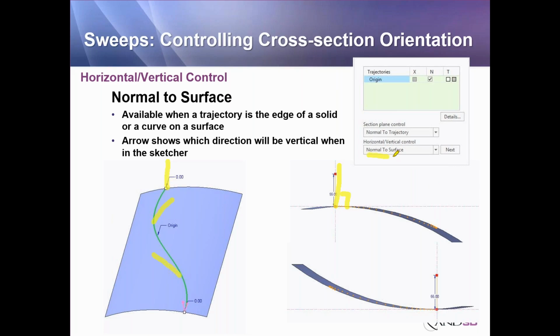If normal to surface was not turned on, it would use whatever this orientation is all the way down. So this section would not turn with the surface as it went along. That will come on automatically anytime that you pick an edge or a curve that's on a surface.